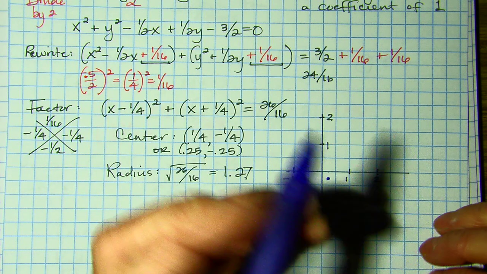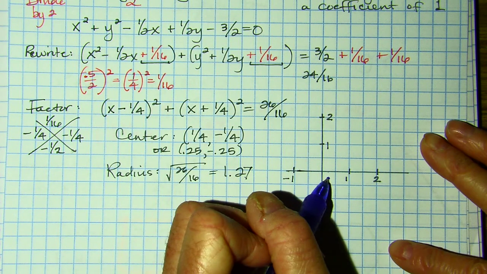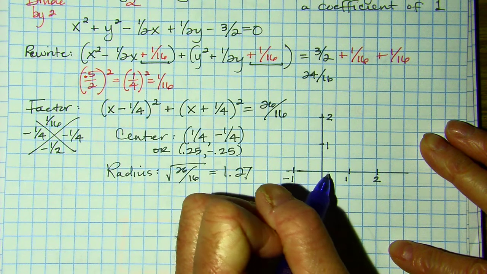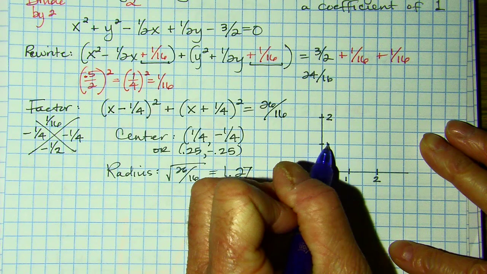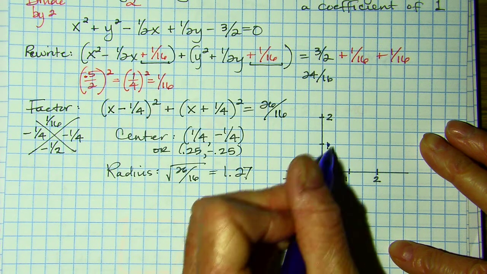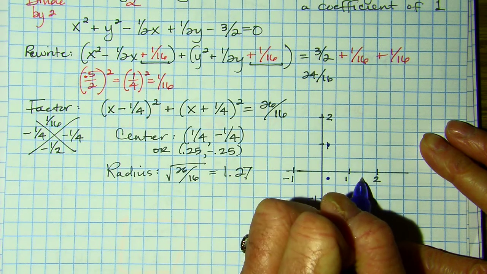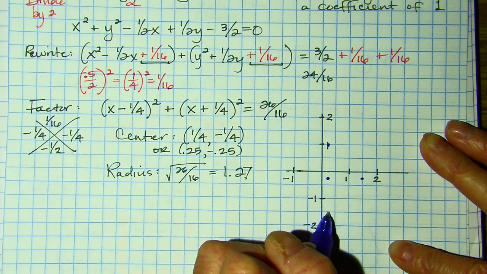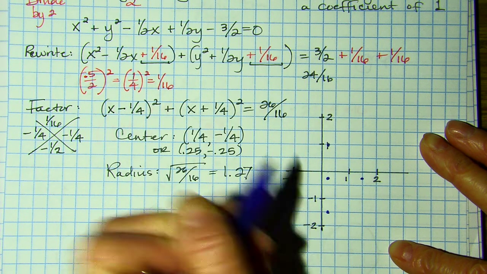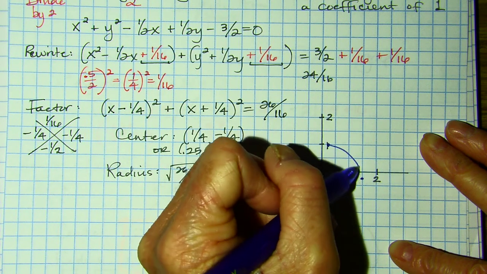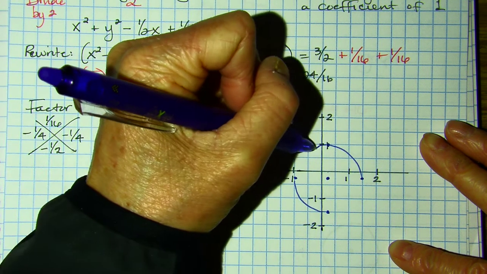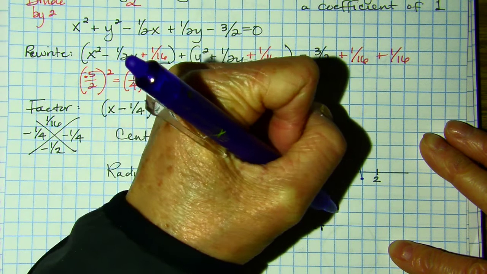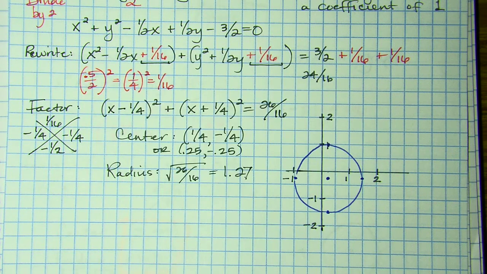And I'm going to go 1.27. So 1 unit would be 2 boxes. So 1, 2, and then go 1/4. So it's about 2.5 boxes. So 2.5 this way, 2.5 this way. So do a scale that you understand and can graph from. And then try to draw closest to the perfect circle as you can.